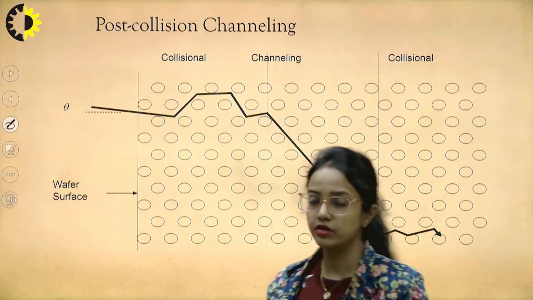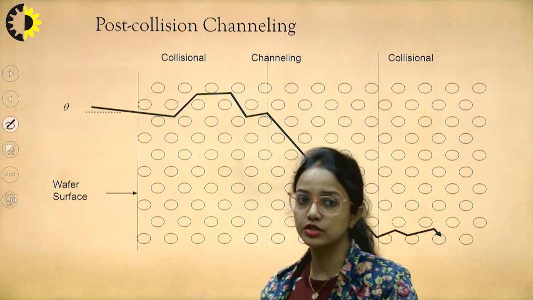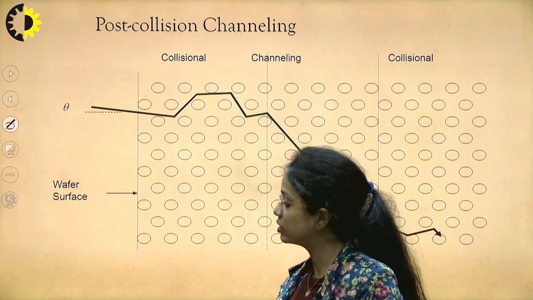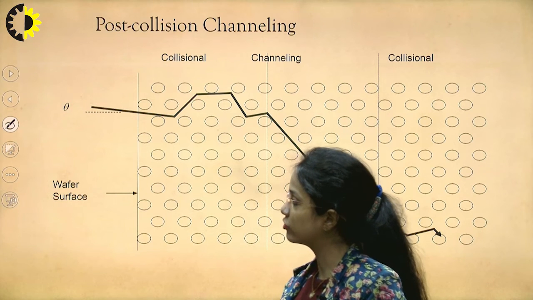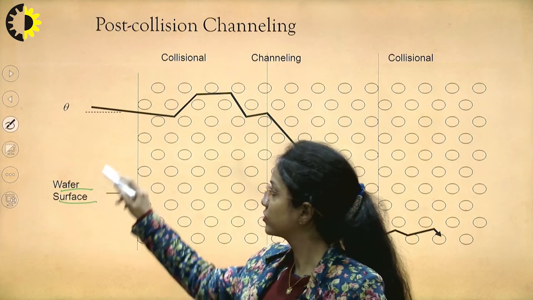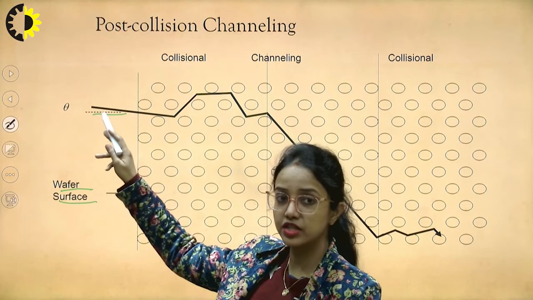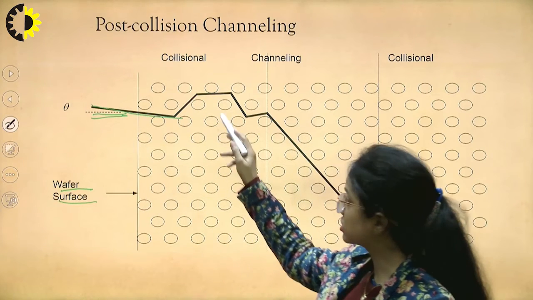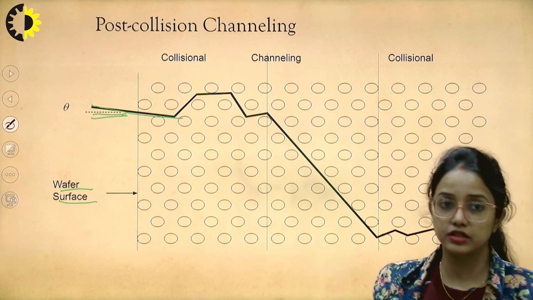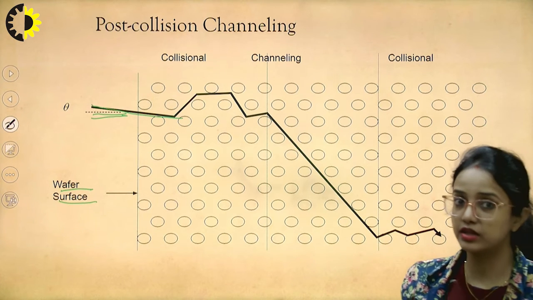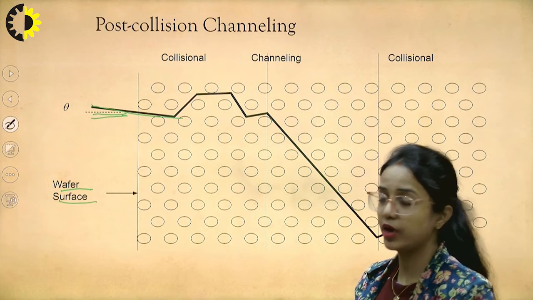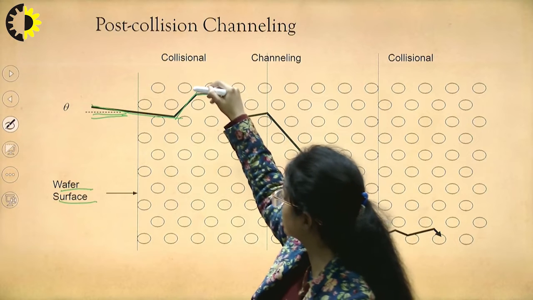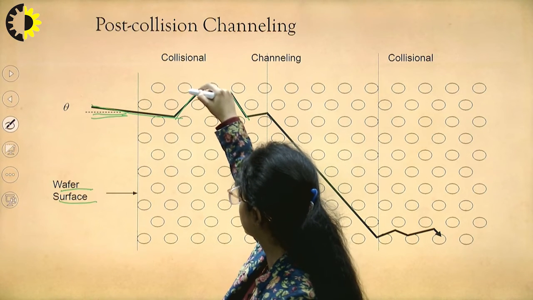Here is post collision channeling. In this diagram we have seen how post collision channeling is obtained. There is a wafer surface here, and we are changing the angle. Instead of this, we are entering it like this, and then because the ion beam entering is hit by another molecule, it has to change its path. Here it has to change like this, then change like this, then again when it hits this one, there is a hit here, we have to change.